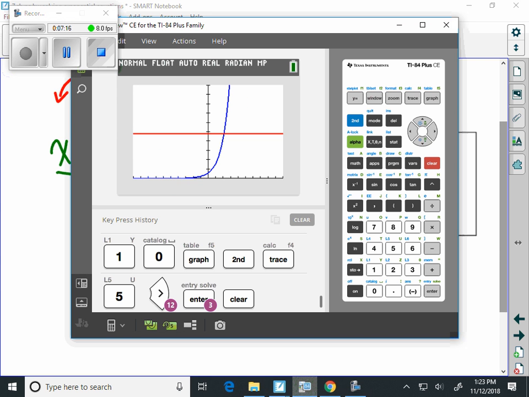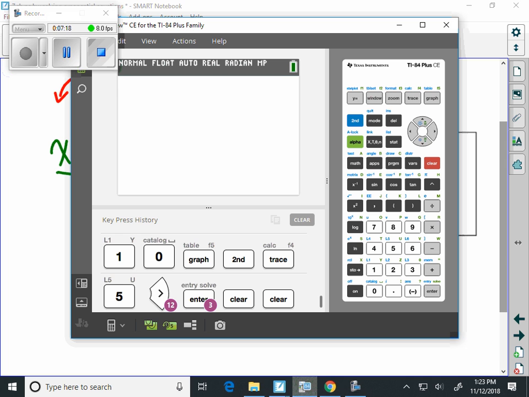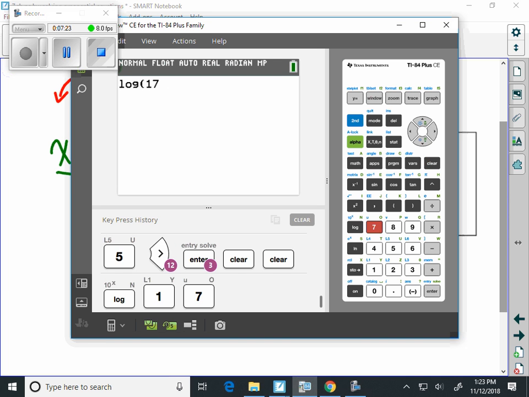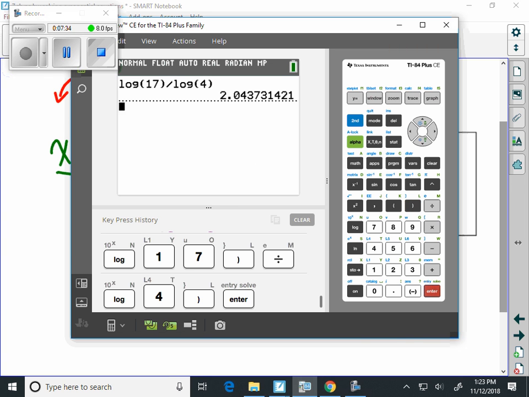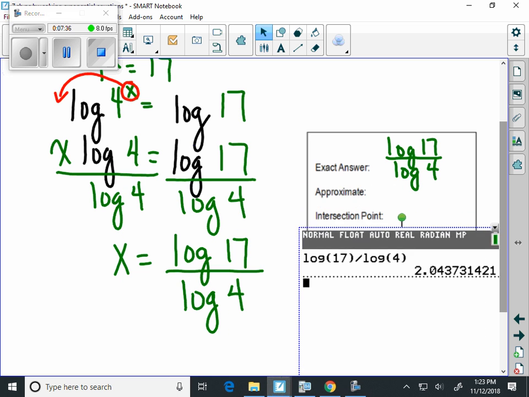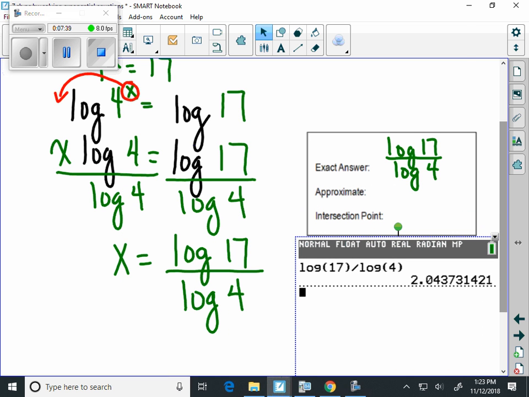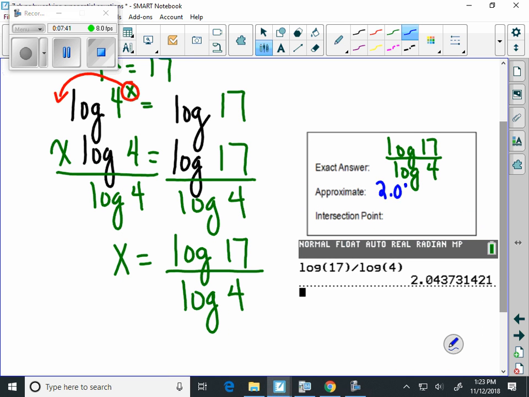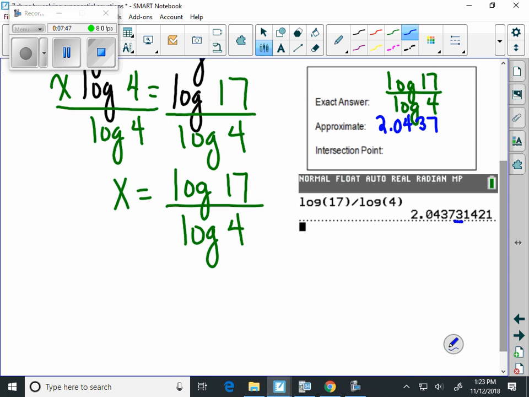You do not have to use your fraction button to get this. We can simply type in log of 17, close the parentheses, divided by log of 4, close the parentheses. And when we hit enter, we get our value of 2.0437. Once again, in terms of rounding, look at the 3 to determine what to do with the 7. Since 3 is less than 5, we're going to keep the 7 as is.